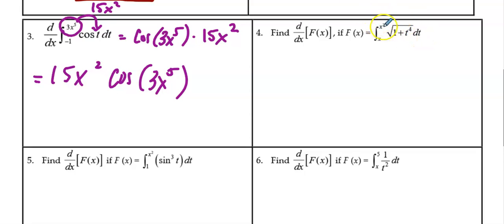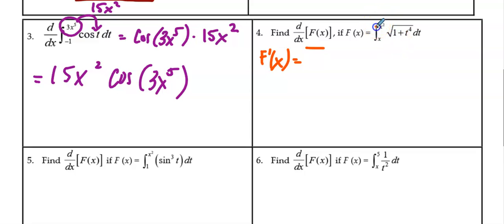Okay? So that one's a little too easy, so let's look at this one. I like this one a lot better because we actually have two functions and there's no constant, so you can fully see how to do it. The derivative of f of x is another way of writing f prime of x, right? Again, we're taking the derivative of an integral.